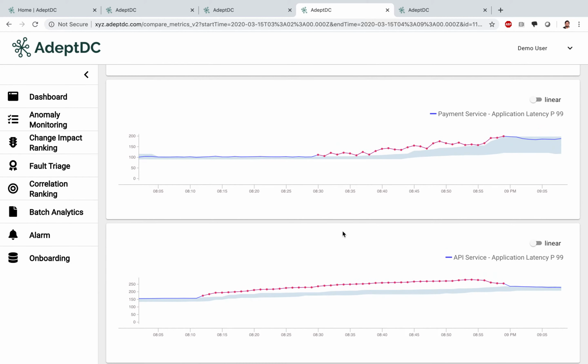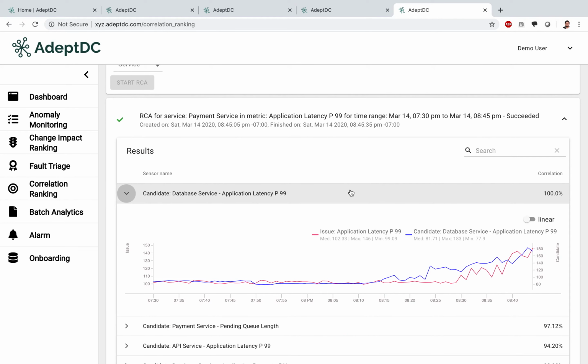To address this problem, we have developed a robust time series correlation ranking. With our time series correlation ranking, John discovered out of all alarm metrics, the strongest correlation exists between the payment service latency and the database service latency.